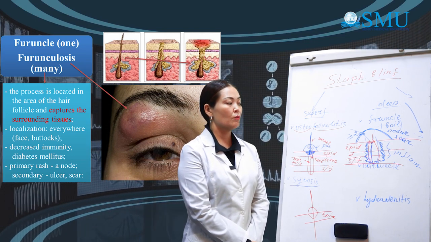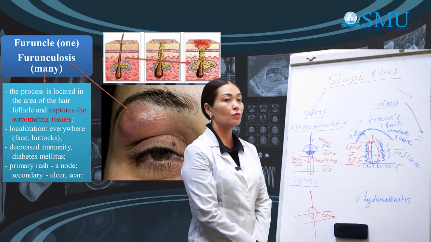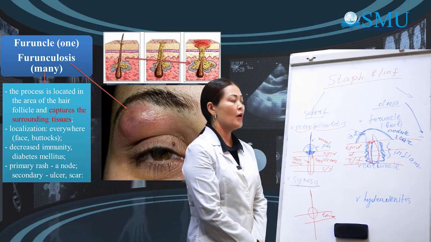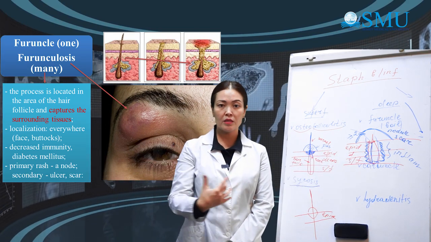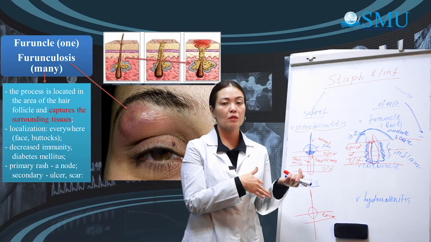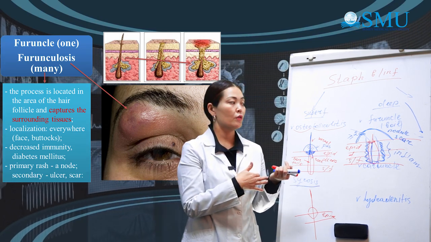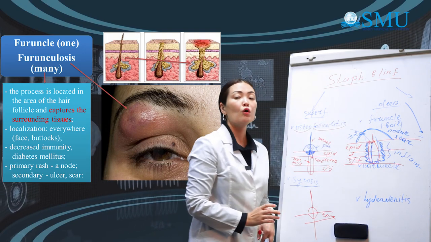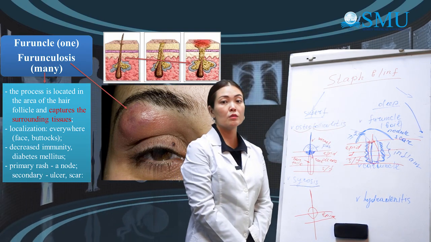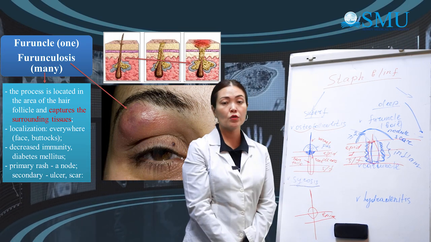If the pathological process involves only one hair follicle, for example, you will call the disease furuncle. But if you see 2, 3, or 5 big nodules in different parts of the patient's body, for example, one present on the face, one on the leg, one on the hand, in this situation you will call this disease furunculosis. Many furuncles, many boils are present on the body of the patient. If only one, of course, furuncle.